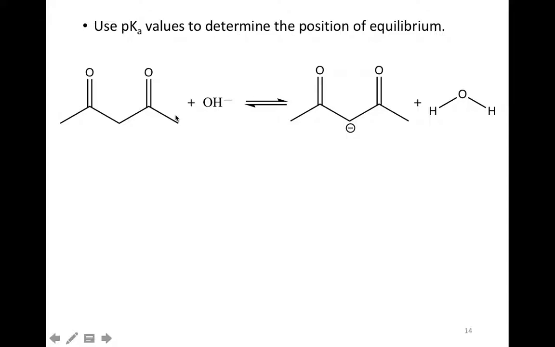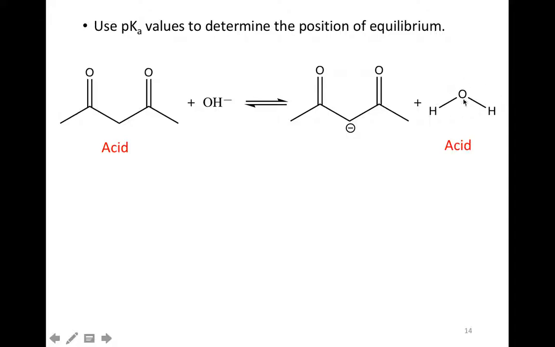All right, if I look at whether reactants or products will be favored at equilibrium, I need to compare the pKa's of the acid. So I need to find the acid on the reactant side, and I need to find the conjugate acid on the product side. And so we can see this thing goes from being neutral to being negative, so it must have lost a proton. So this is my acid, and then the OH minus accepts the proton to become water, so this is the conjugate acid.